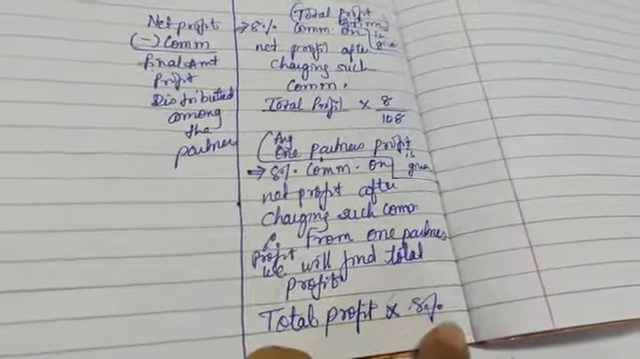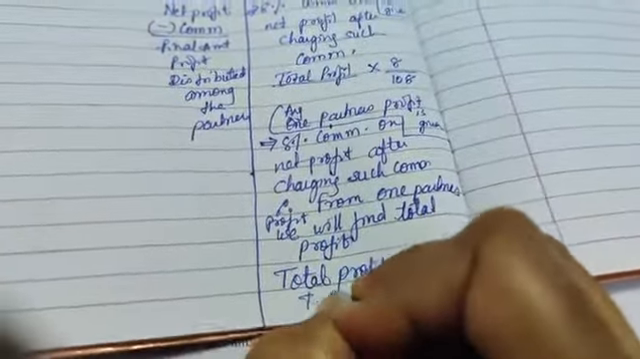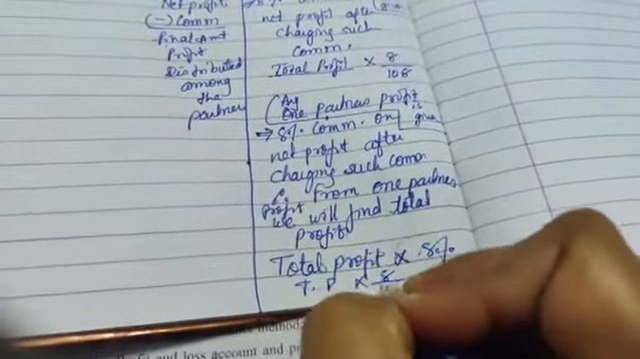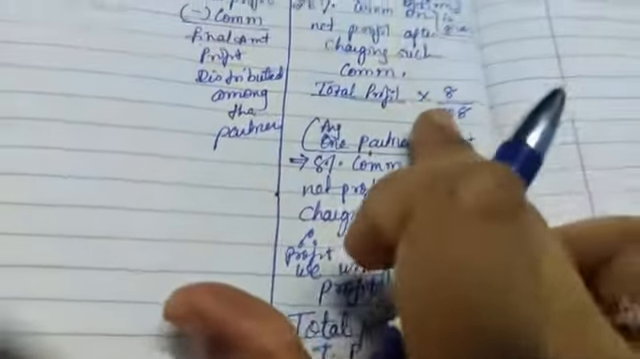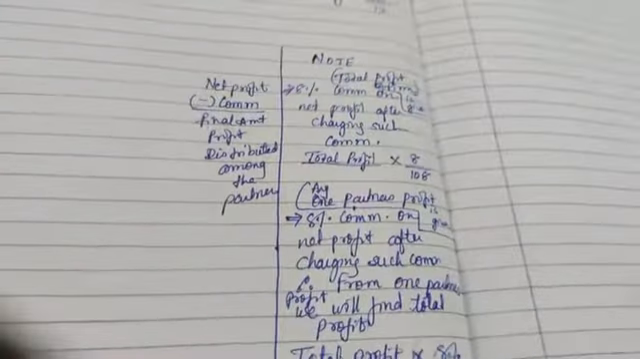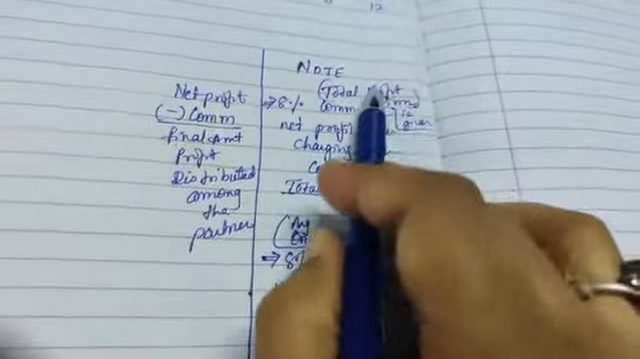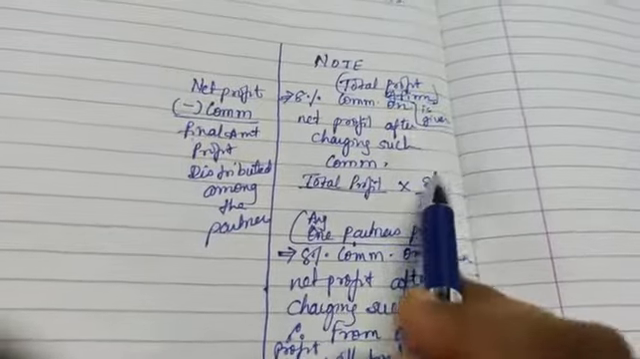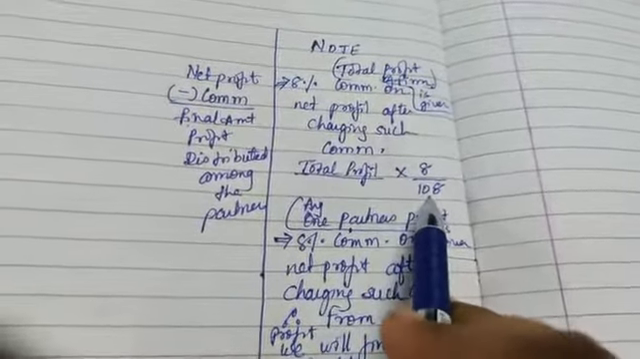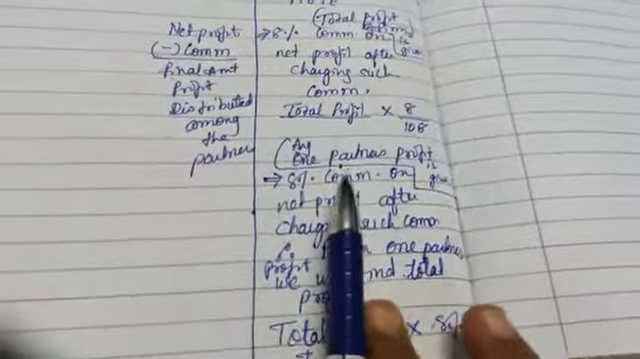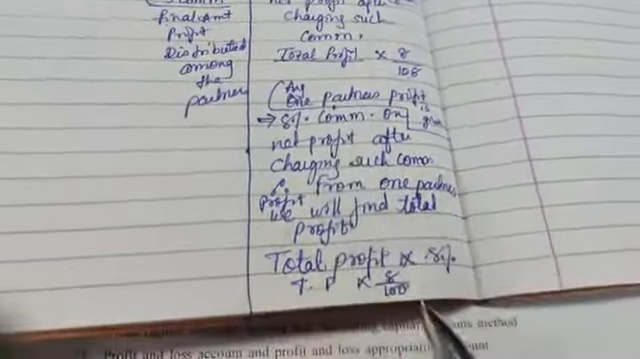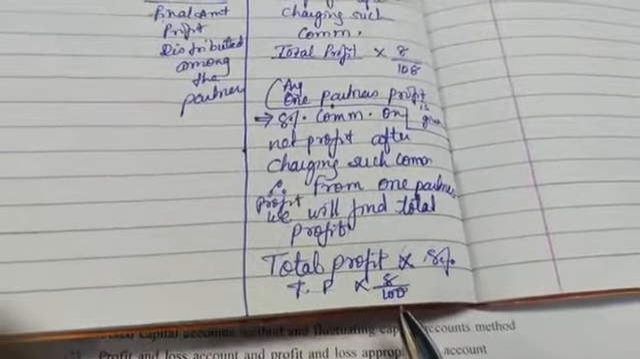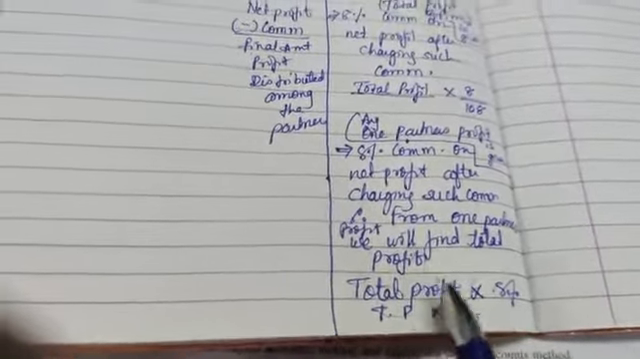Here you will directly take 8%, which will be treated like this: total profit into 8 upon 100. Okay, so here 8 is not added in the denominator, whereas there 8 is to be added in the denominator. So remember just one thing: when the total profit of the firm is given, then add whatever rate of interest is given to 100. When the total profit of the firm is not given and any one partner's profit share is given, then you will not add 8 into the denominator, that is, in 100. Okay, so like this you will do the calculation.